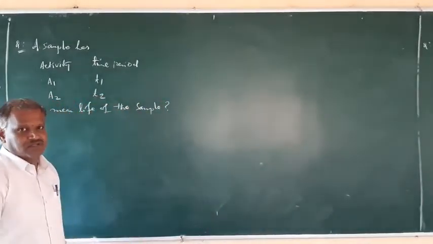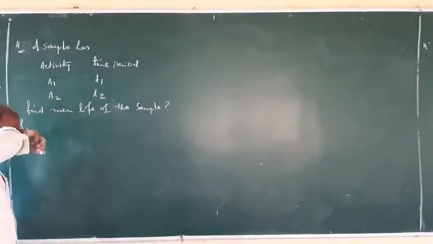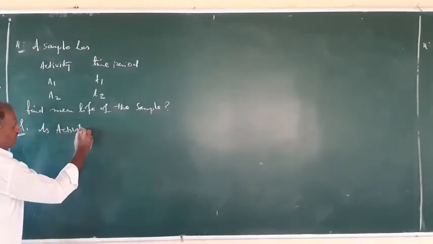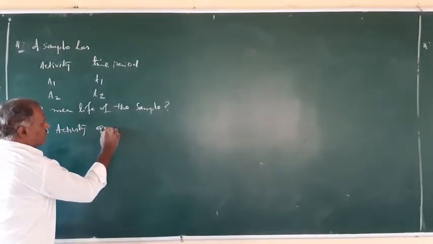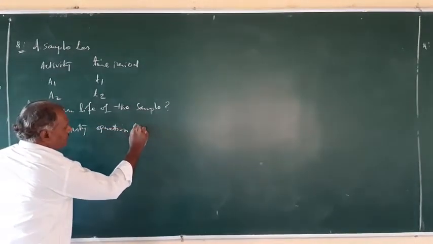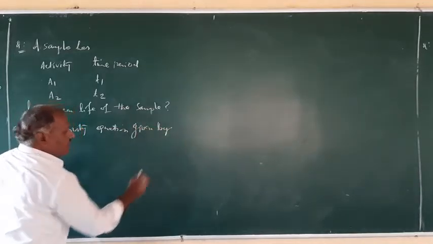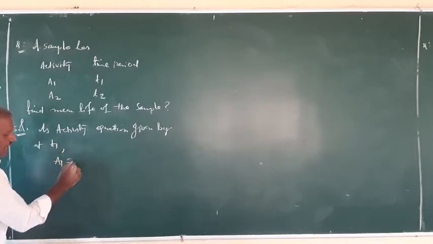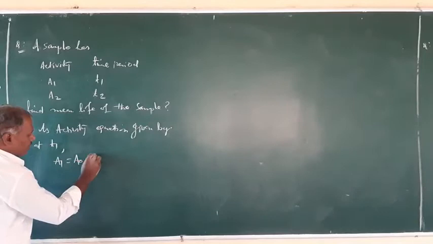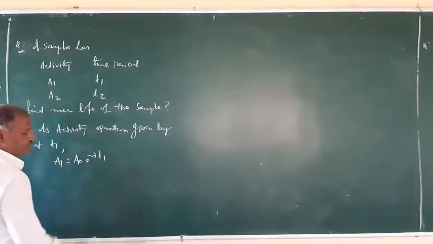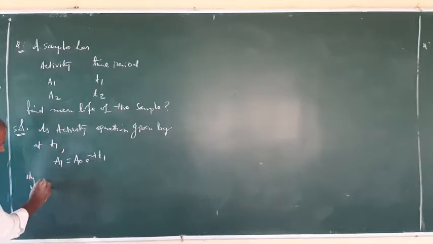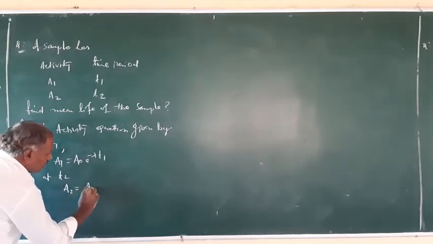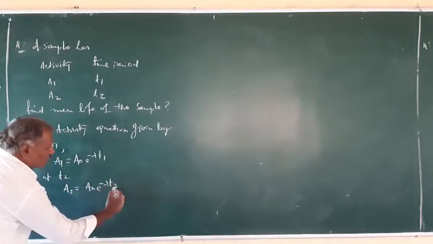So just apply the basics. What is the activity equation given by? At T1, writing A1, the activity is equal to A naught e power minus lambda T1. Similarly, at T2, what is the activity you can write? A2 is equal to A naught e power minus lambda T2.